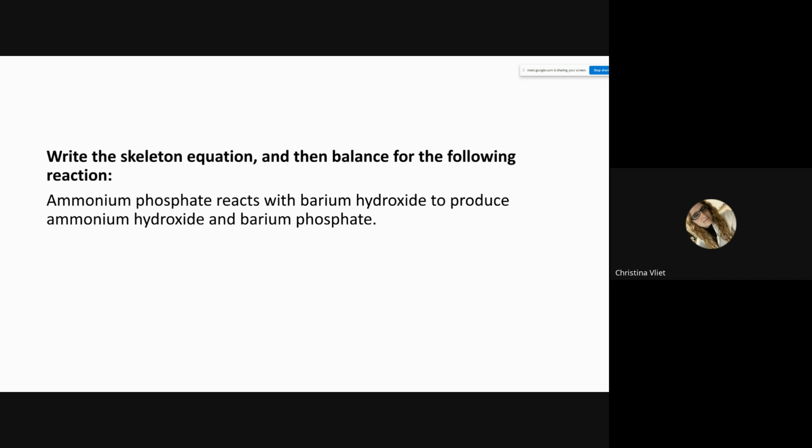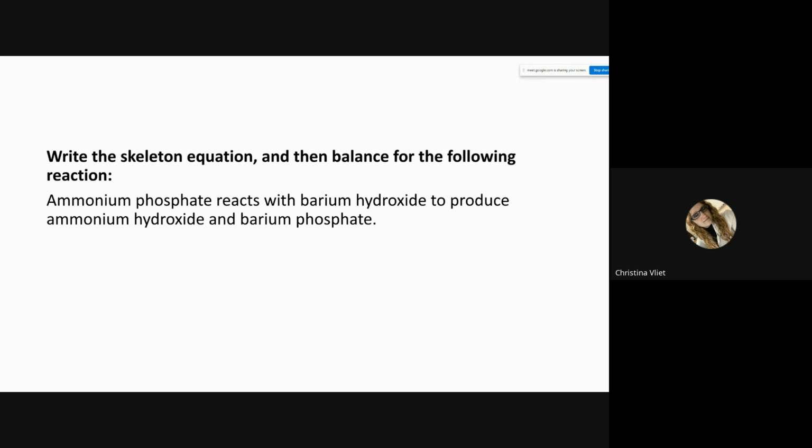So last one. Write the skeleton equation and then balance for the following reaction. So this is, I think, the hardest type of question I could give you. I also put 1 or 2 of these in the classwork because you're going to see there's multiple polyatomic ions. So look for them and write out their formulas as you find them.